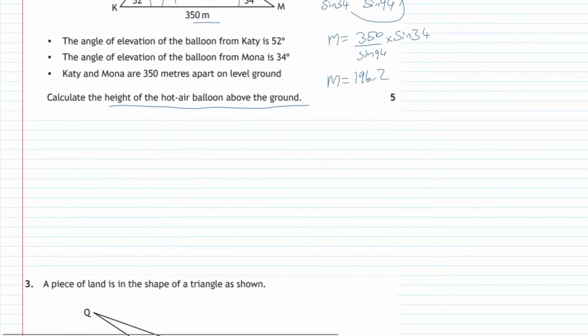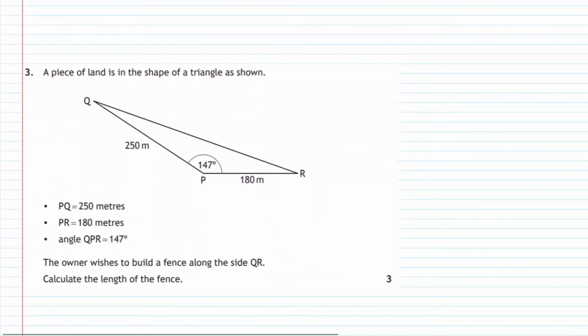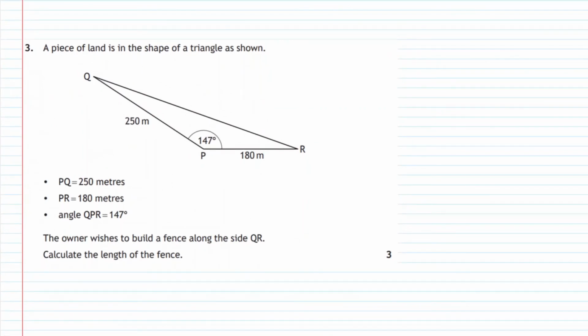Cool, let's keep going. And this next one's only 3 marks, so it should be a little bit less work. So it wants us to calculate the length of the fence QR, which is the long side here. Let's just call it P since it's opposite the angle P. And we can see that we've got two sides and an included angle, which is exactly the form of using the cosine rule. And I'll quickly write it out again.